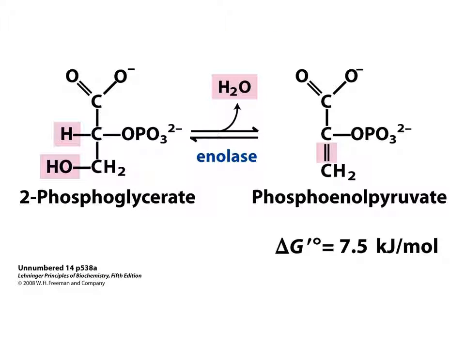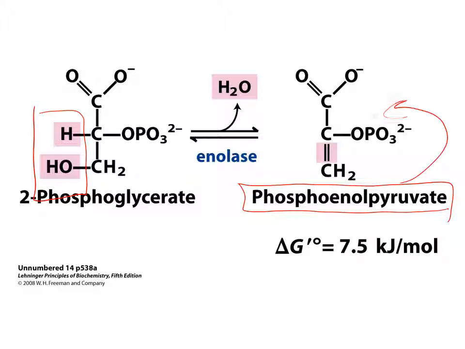The next reaction is catalyzed by enolase, and that reaction forms water by releasing 1 hydrogen and OH from the 2-phosphoglycerate, which generates phosphoenolpyruvate. Now we already have pyruvate in there, which means we're coming pretty close to the end of our glycolysis cycle.